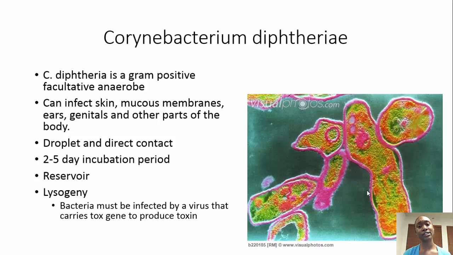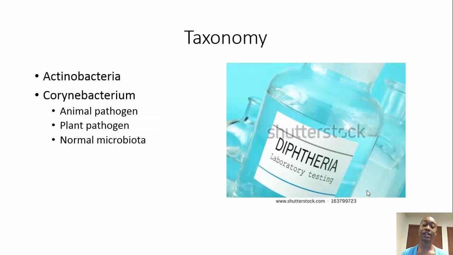And it's also lysogenic. The only way that the diphtheria bacteria can produce toxins is if it's infected by a bacteriophage, which I thought was pretty interesting. So unless C. diphtheriae is infected by a bacteriophage that carries the toxin gene, that bacteria will not produce the toxin. In the taxonomy, Corynebacterium is a type of actinobacteria.